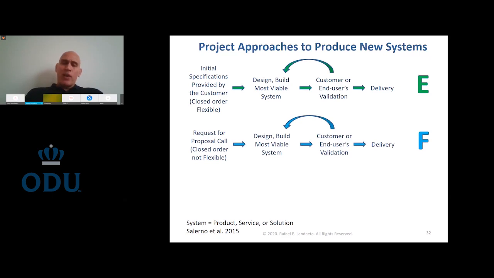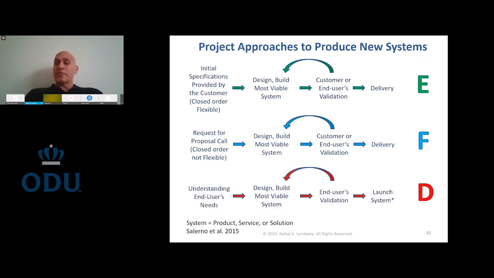So you may be thinking, where are we going, and where is D? So D is the design thinking approach. It's different than all these approaches that I just talked about. It starts with understanding the end user needs. Out of those needs, I build a minimum viable product, then use their feedback to enhance it and then launch it.